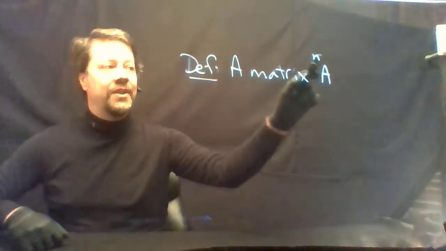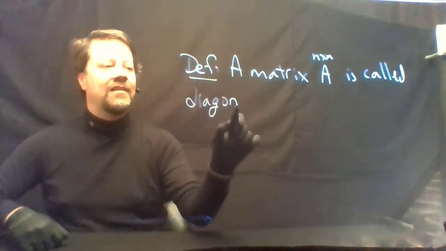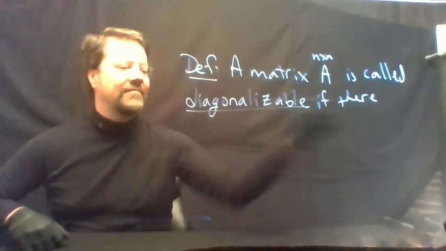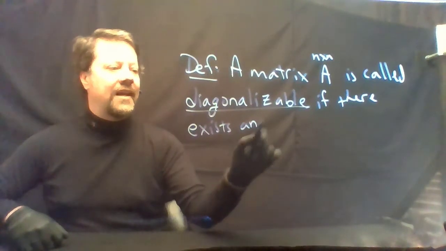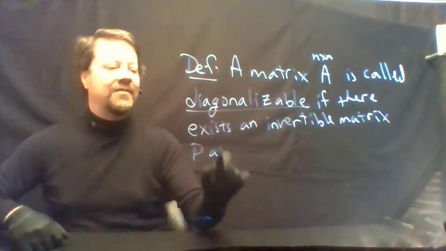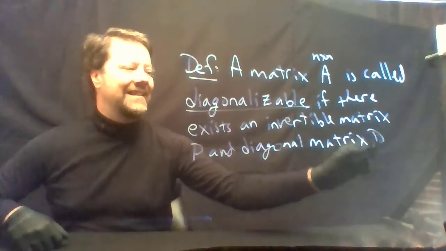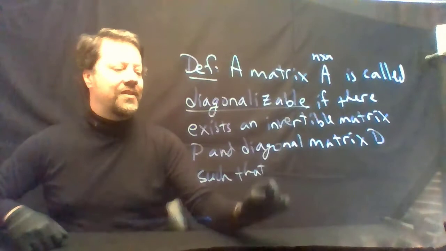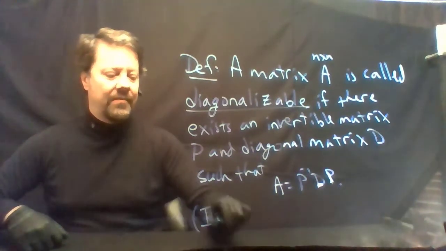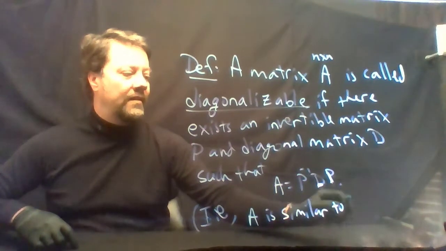The matrix A, which is square, is called diagonalizable if there exists an invertible matrix P and diagonal matrix D such that A is P inverse D P. In other words, A is similar to a diagonal matrix.